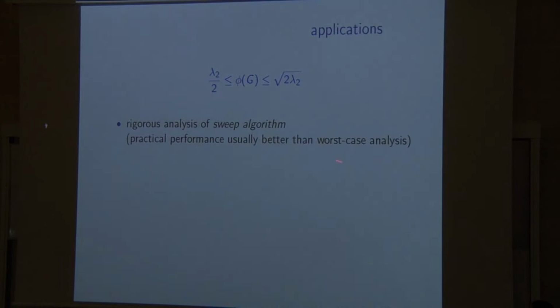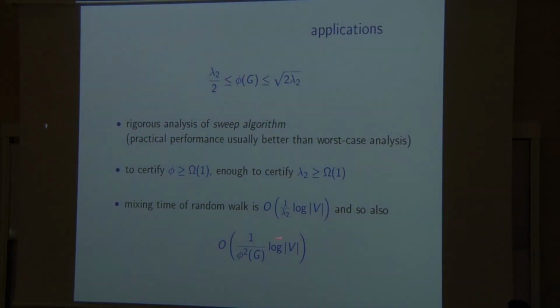So that's one application of these inequalities, that it gives some justification for the performance of the algorithm. But it also has many other applications. The one for which it was originally thought is that it allows you to certify expansions of graphs. So to prove that some graph has large conductance, it's enough to prove that lambda 2 is large. For Cayley graphs, it's often much easier to reason about eigenvalues than to reason about expansion.